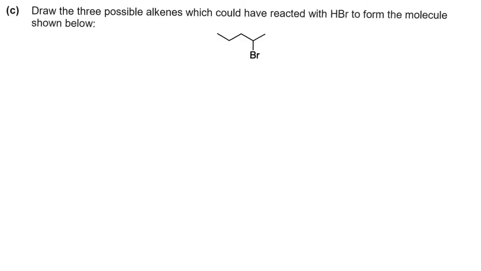Right, now part C, you need to draw out the alkenes which could have led to the formation of this bromoalkane when it reacted with HBr. Based on the reading that you've done in the question, you know that the double bond must have been here or here. Now, how does that give us 3 possible alkenes rather than just 2?